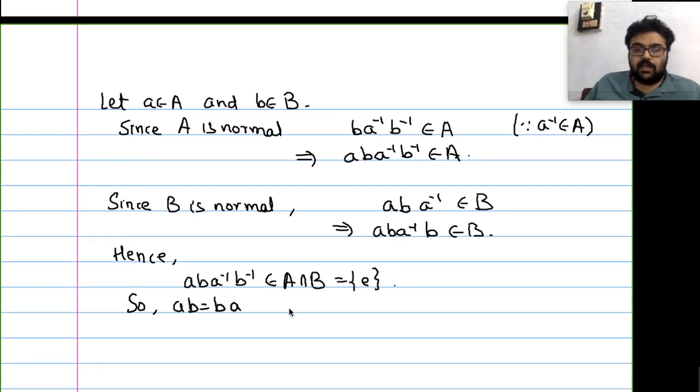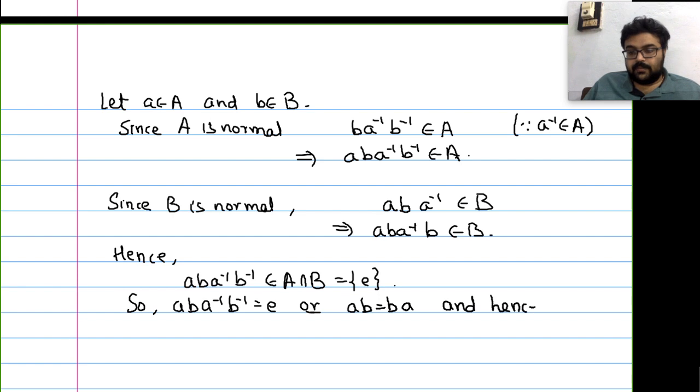So A B A inverse B inverse equals identity, or A B equals B A, and hence G is abelian. Right. So we showed that G is abelian.